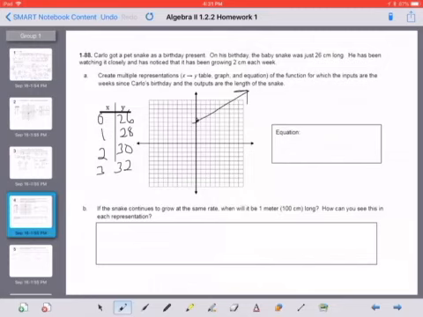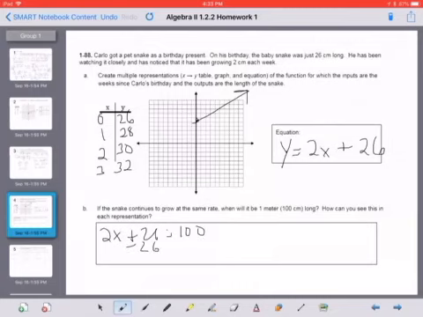And then my equation is y equals 2x plus 26. That way, at 0, I have 26, but at 1, 2 plus 26, and so on. Then it says if the snake continues to grow at the same rate, when will it be 1 meter or 100 centimeters long? So to do this, I just took my equation and did 2x plus 26 equals 100.